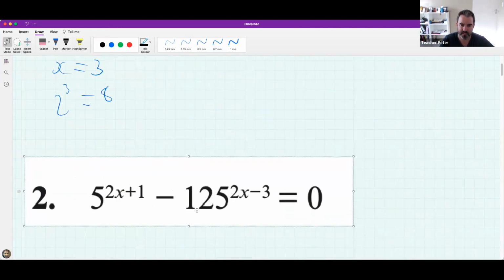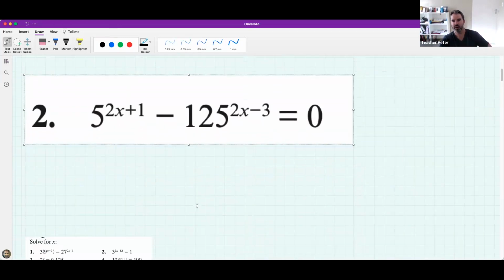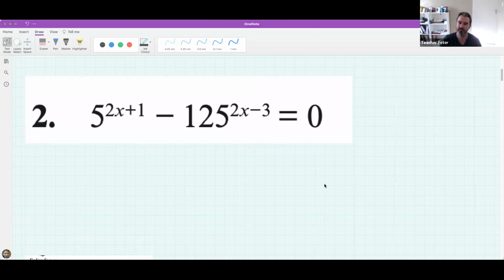Now, if we look at solving this, I want to know, what is the first major problem with this question? What makes life difficult?